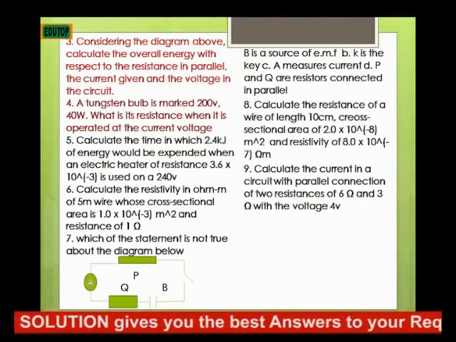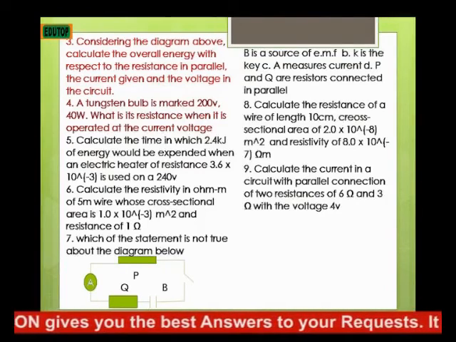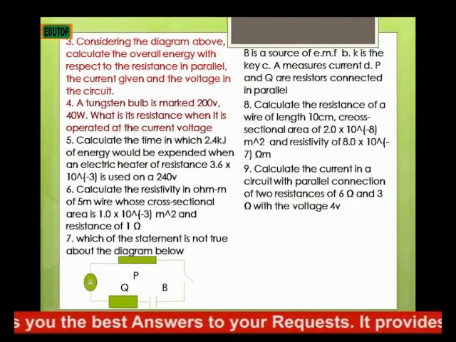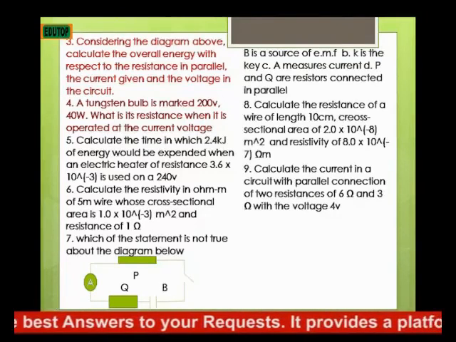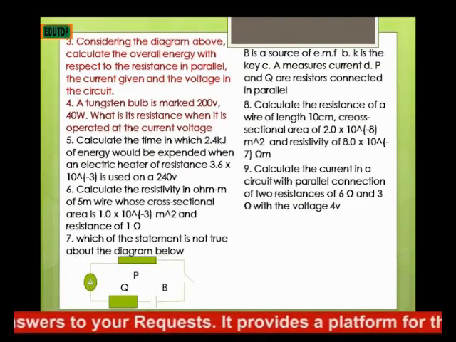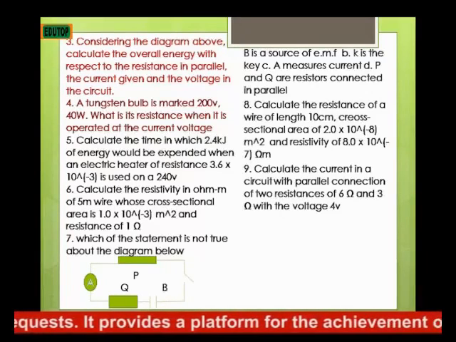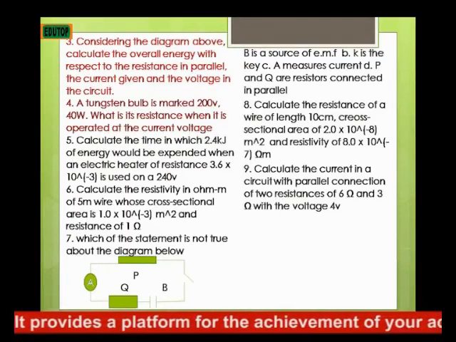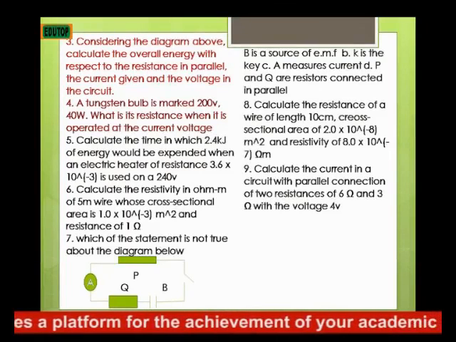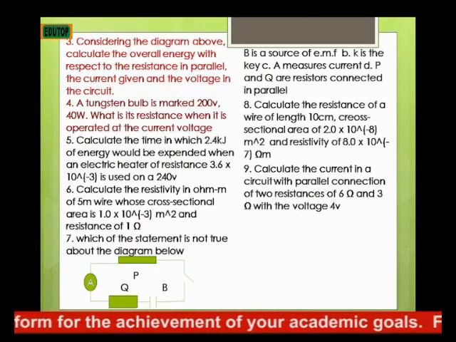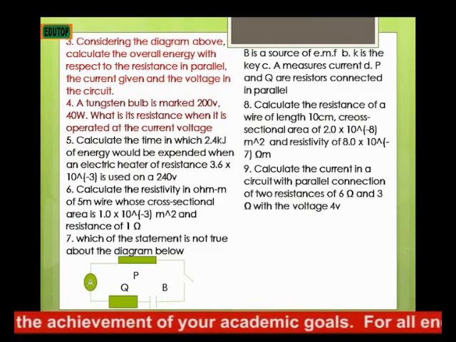Question 4 says a tungsten bulb. This is a tungsten bulb. It has the filament in between. Now it has a holder. That's the tungsten bulb. Now a tungsten bulb is marked 200 volts. That's the volts. You write your parameters out. 40 watts.